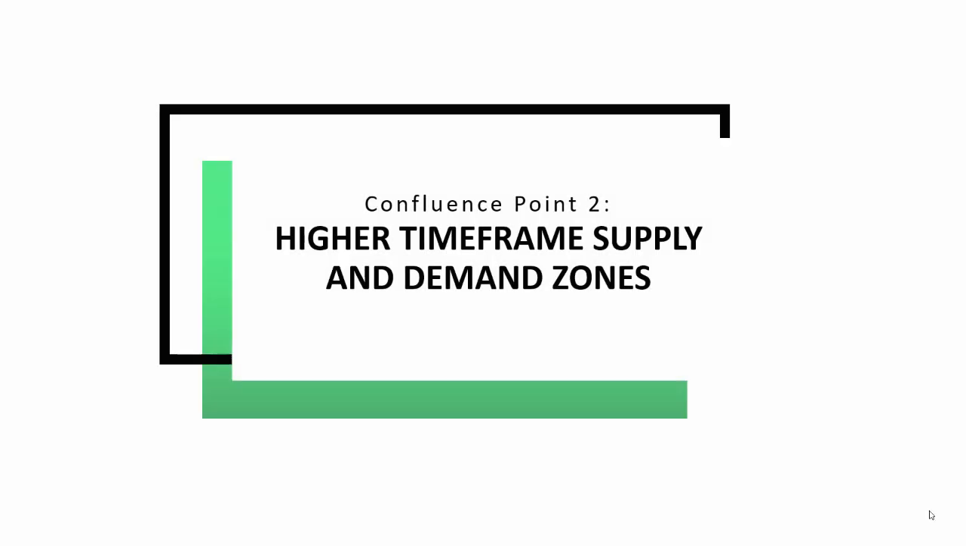Another great, though maybe unexpected point of confluence is higher time frame supply and demand zones. Generally, higher time frame zones are stronger than lower time frame zones, and that scales with time frame. The higher the time frame, the stronger the zone.